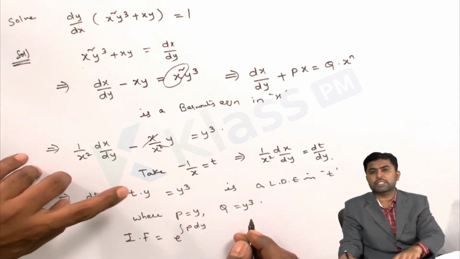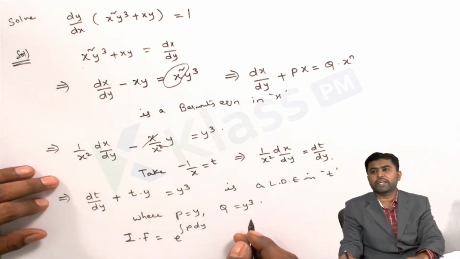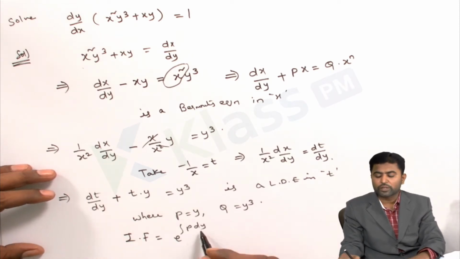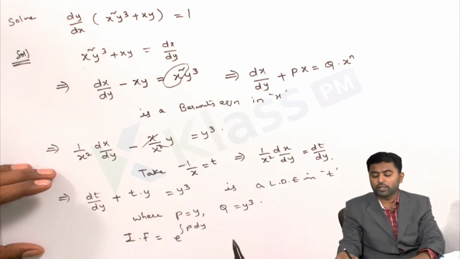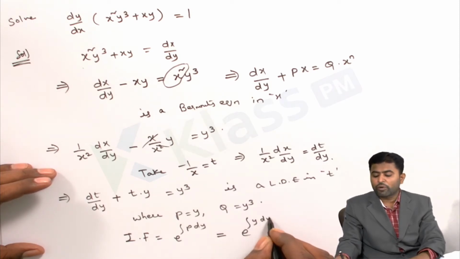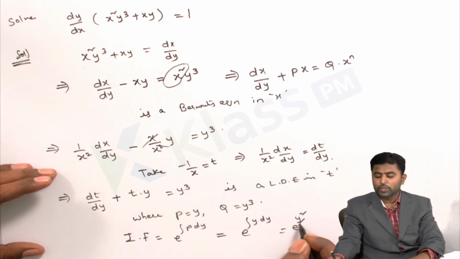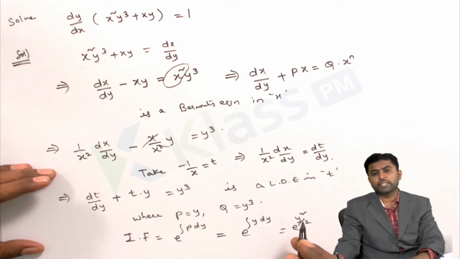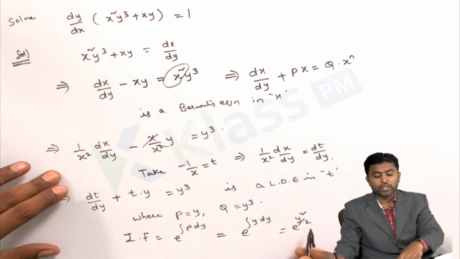If you observe from this differential equation, dt by dy, t is depending on y. So the integrating factor will also be in terms of y. So e power integral p dy is equal to e power integral y dy, which is nothing but e power y square by 2.